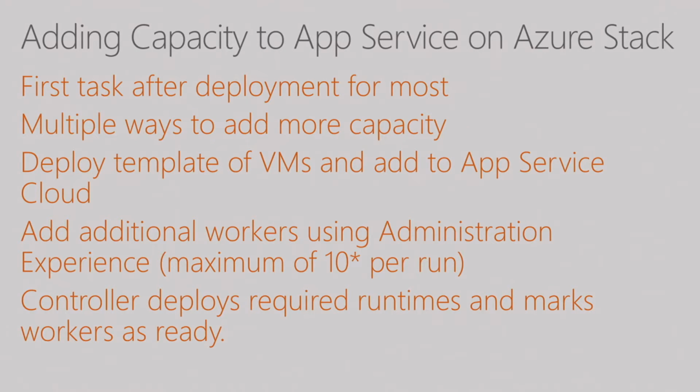That model still exists, but you can either do that manually by clicking add resources through the portal, or you could script an ARM template to do it. And finally, in TP2, we're adding the capability, at a maximum of 10 per go, to create 10 VMs for you so that you can use them as web workers. The controller then takes over once that machine is available, and we deploy the required runtimes and workload that we need to. So let's have a look at how that really works.